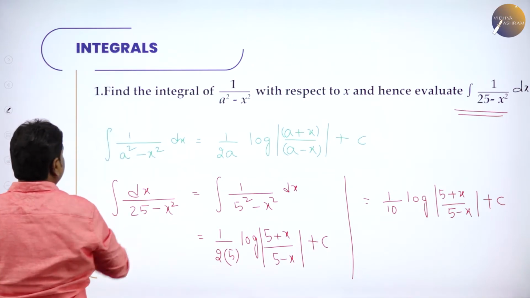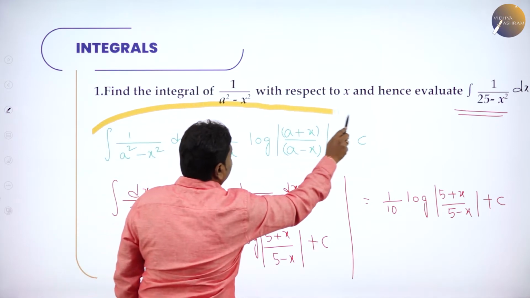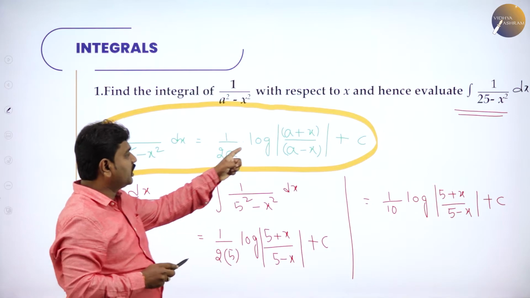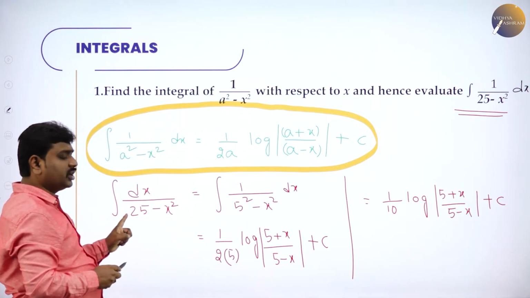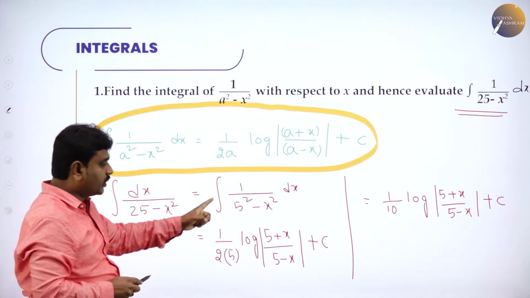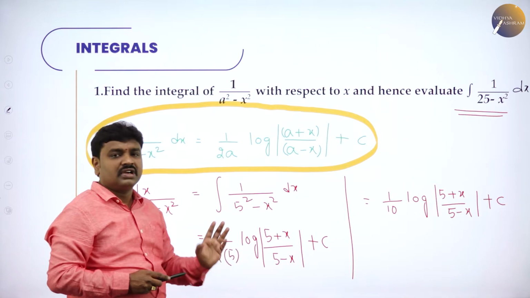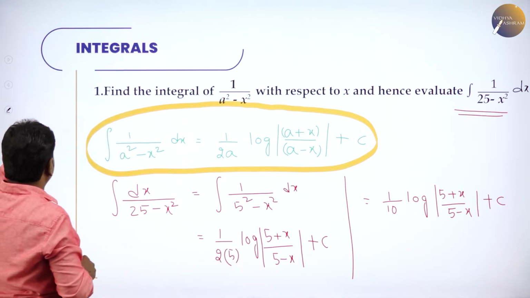So with the formula, what is the formula I should be thorough with? dx divided by a square minus x square. The answer is 1 by 2a log of a plus x by a minus x plus c. So same formula I'll use. 1 by 25, you write it as 5 square. 1 by 2a means 1 by 2 times 5 log of 5 plus x by 5 minus x plus c. Hence the proof. Now same technique we'll use to derive the second one.